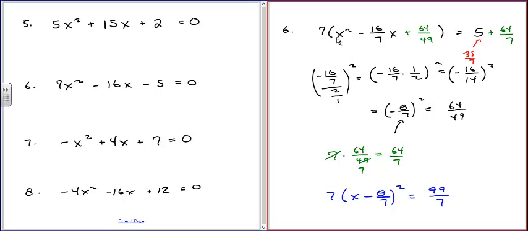And if you multiplied this out, you'd have 7 times x squared, which would be 7x squared. 7 times -16/7, the 7s would cancel out. You're back to -16. And then if you combine 7 times 64 over 49 and move these back to the other side, you would end up with -5.